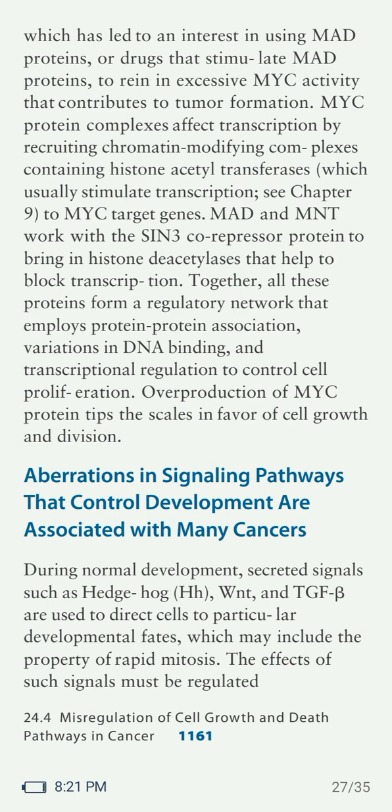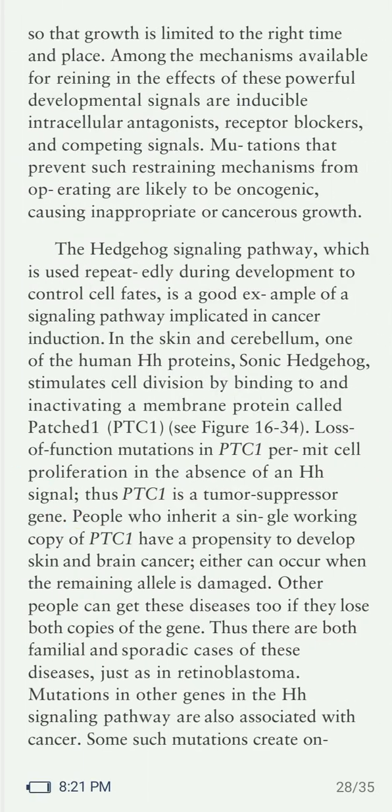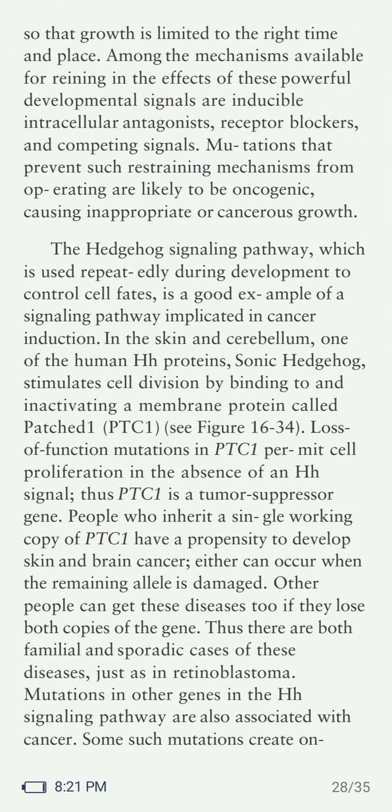During normal development, secreted signals such as hedgehog, WNT, and TGF beta are used to direct cells to particular developmental fates, which may include the property of rapid mitosis. The effects of such signals must be regulated so that growth is limited to the right time and place. Among the mechanisms available for restraining the effects of these powerful developmental signals are inducible intracellular antagonists, receptor blockers, and competing signals. Mutations that prevent such restraining mechanisms from operating are likely to be oncogenic, causing inappropriate or cancerous growth.